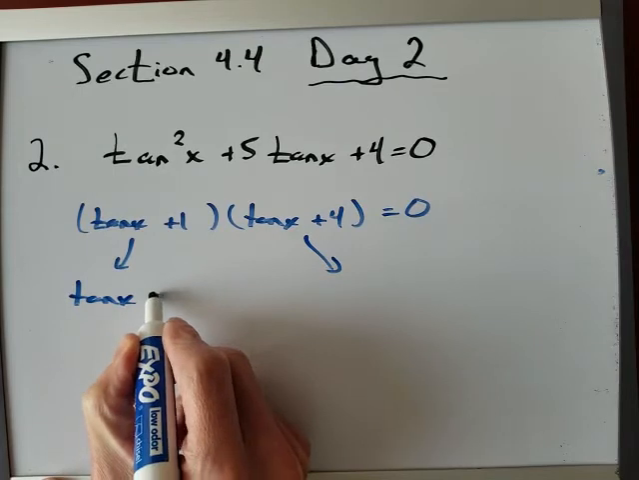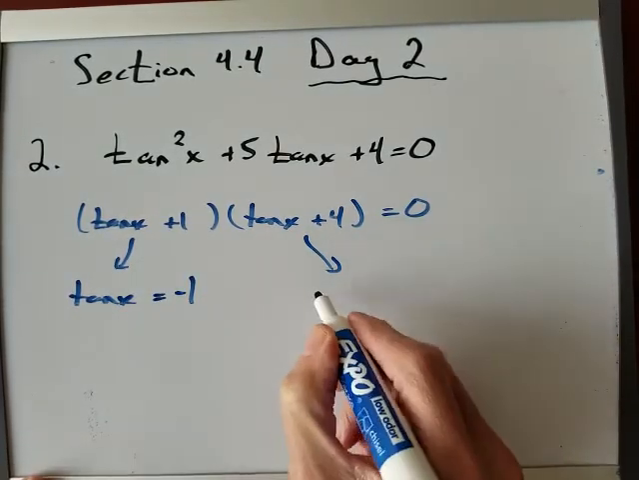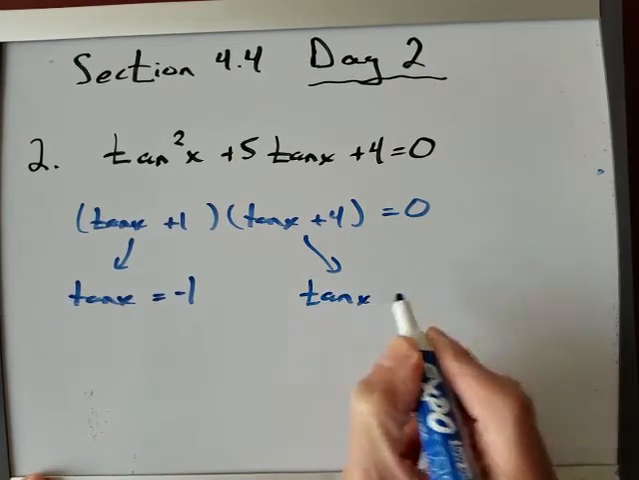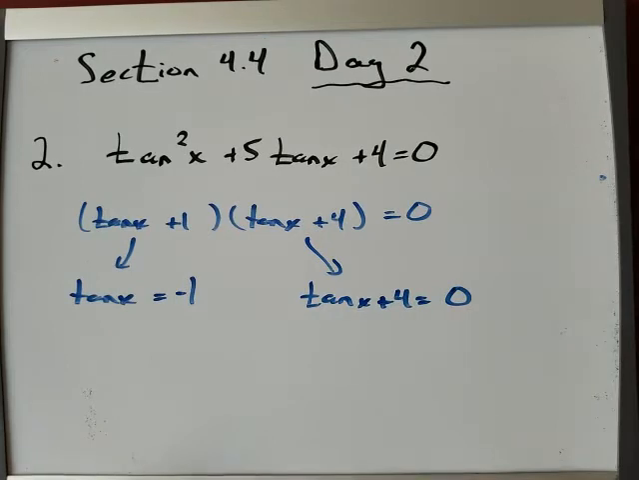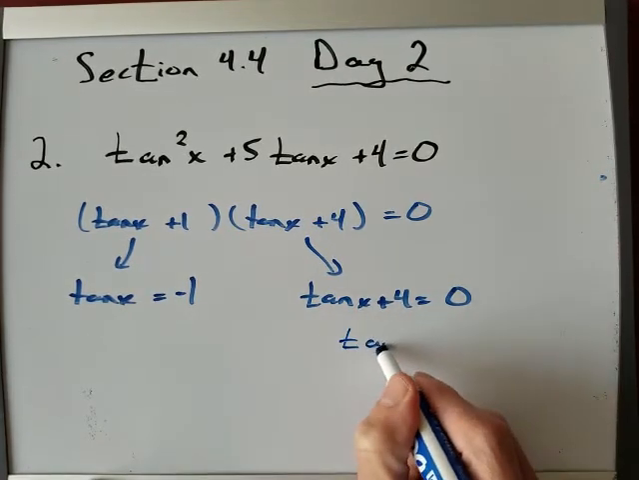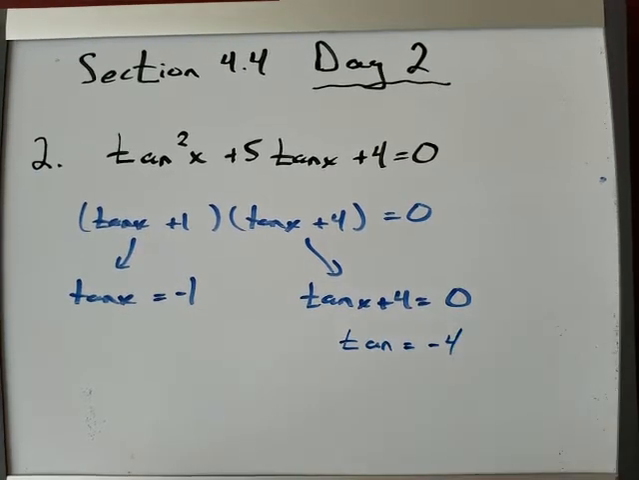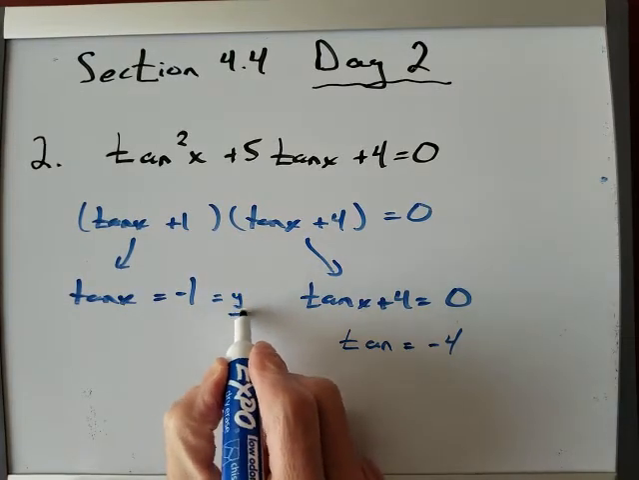And some of you might do this. Some of you might jump to just tan x equals -1. That's fine. If you need to, you can still write it out. This is really formally what we've always been doing since pre-calc 20. Tangent of x plus 4 equals 0, and then bring the 4 over, and let's get our solutions.